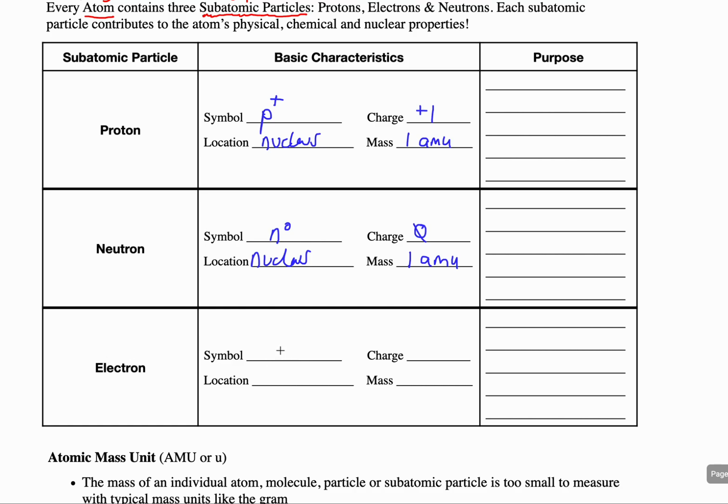The electron, its symbol, lowercase e, with a superscript of a minus sign. So the E for electron, and that superscript gives us a clue about its charge. Each electron contributes a -1 charge to the structure. Electrons are not in the nucleus like the proton and neutron, so the most technically correct answer is they are found in orbitals, which we will talk about a little bit later in this chapter, but these orbitals are regions outside the nucleus.